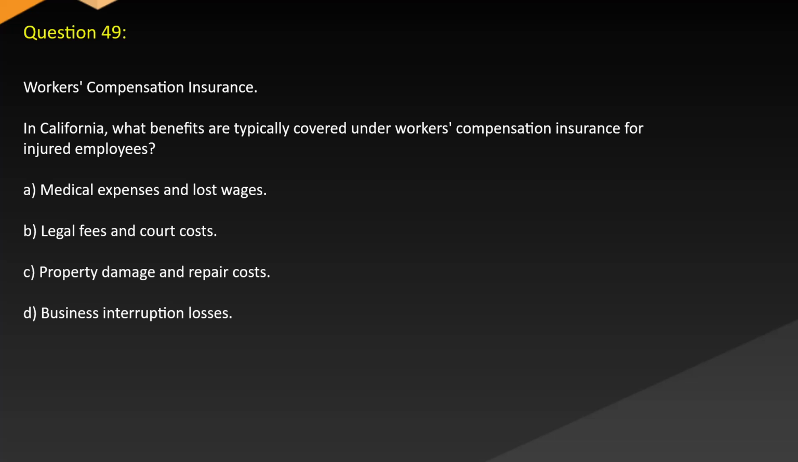Question 49. Workers' compensation insurance. In California, what benefits are typically covered under workers' compensation insurance for injured employees? A. Medical expenses and lost wages. B. Legal fees and court costs. C. Property damage and repair costs. D. Business interruption losses.